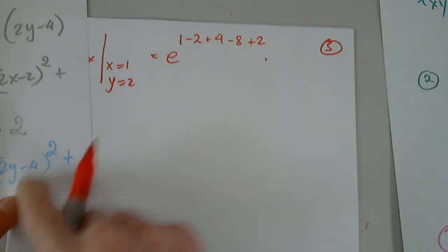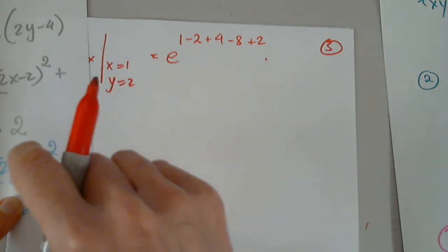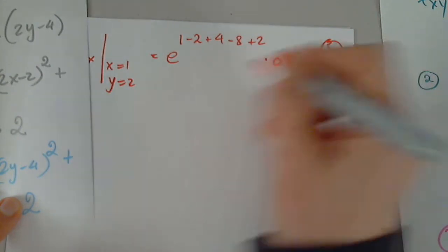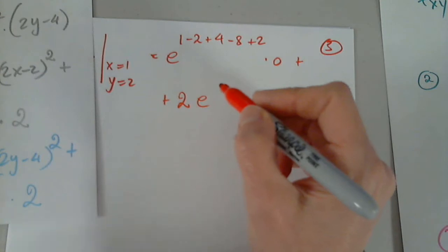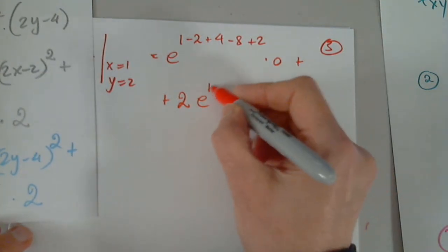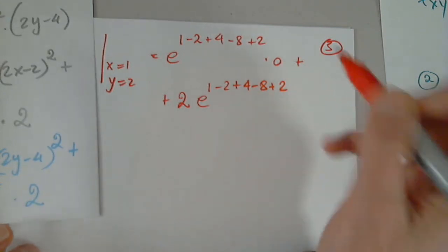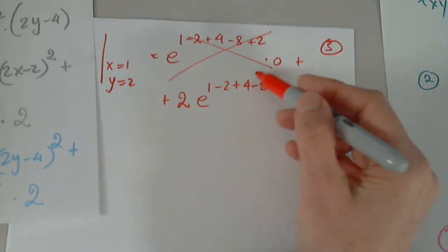multiplied by 2. Oh, look at that. 2 times 2 is 4. 4 minus 4 is 0. So this is 0. Nice. Plus 2 in front. And this is e2. Again, 1 minus 2 plus 4 minus 8 plus 2. But this is 0. And let's see what we have here.